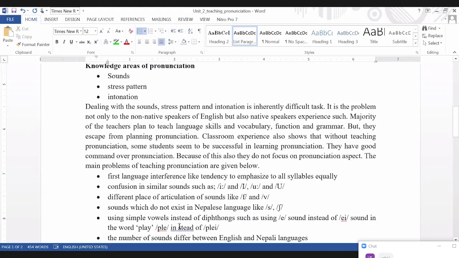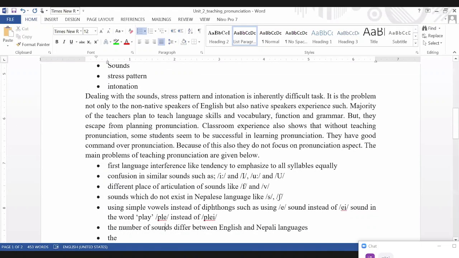So this kind of problem we have: using simple vowels instead of diphthongs, such as the a sound instead of the diphthong in the word play. It should be the diphthong, but we use just a simple vowel. This kind of problem we have in English, and the number of sounds also differs between English and Nepali.